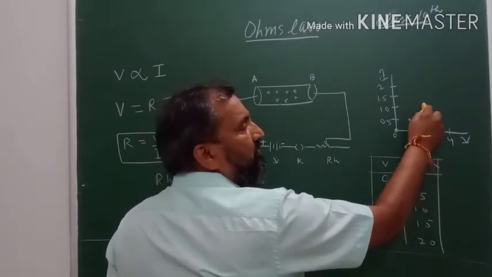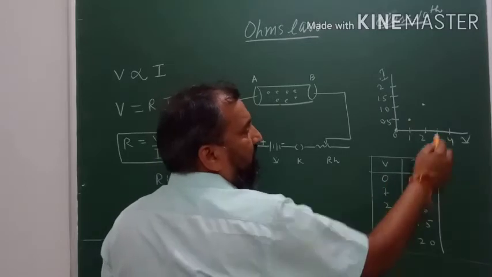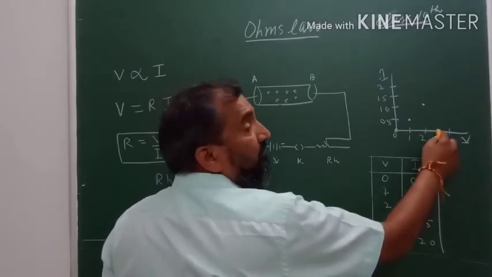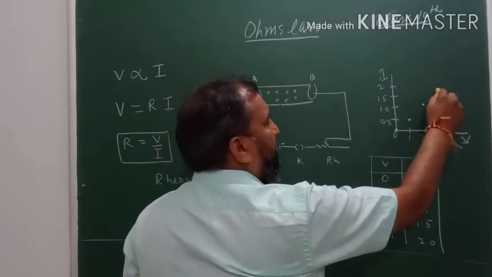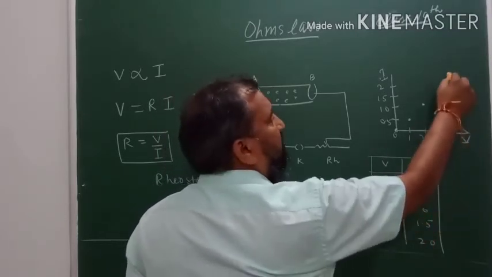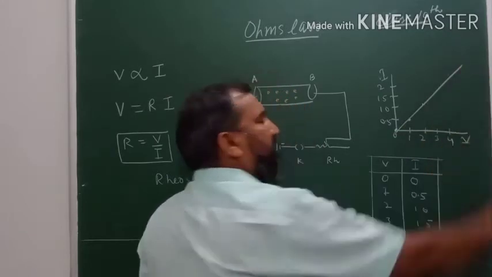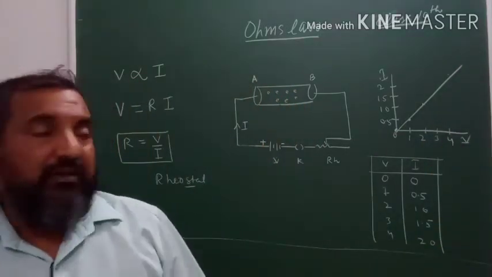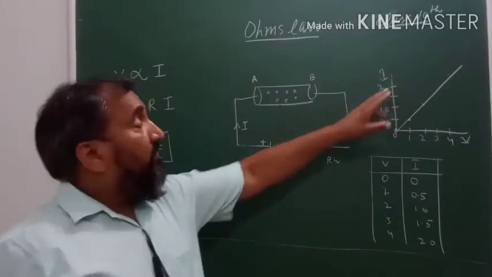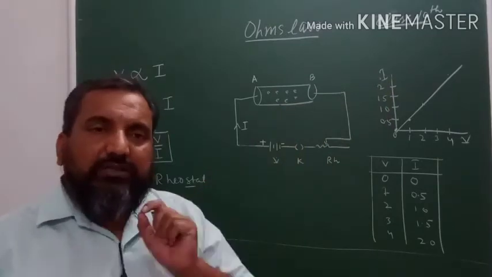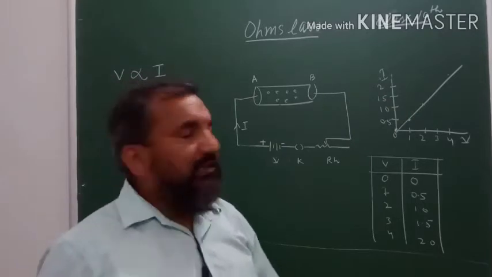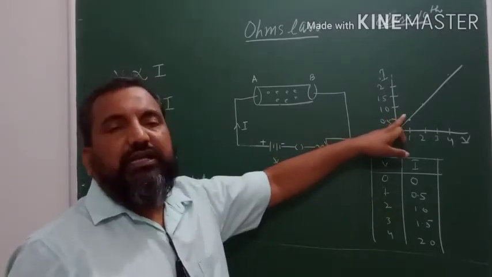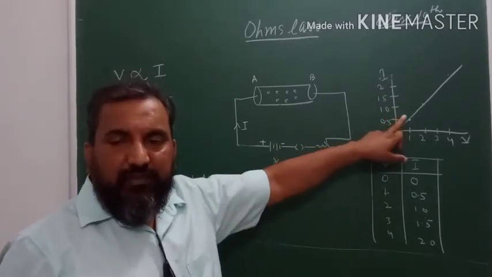Potential 2, 3. When potential is 3, this will go to 1.5, and when 4, it will come as a straight line. When the temperature of that conductor is constant, the nature of the graph will be like this.